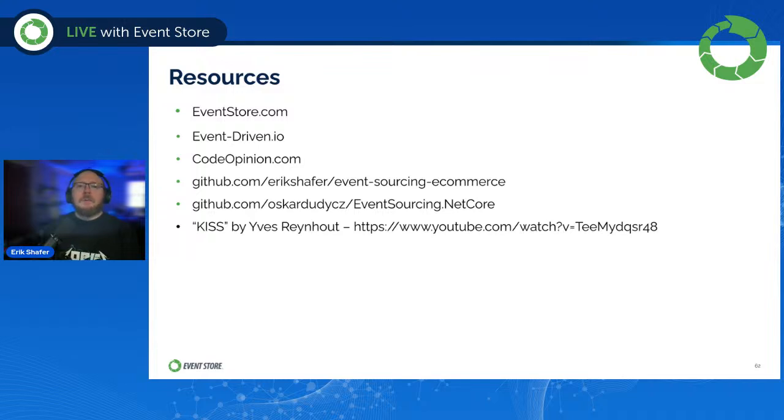Here are some resources. A lot of it is from eventstore.com. There's some other blogs and articles and GitHub repos. I recently publicized an e-commerce repo that I'm going to be working from a lot more, that some of the code you saw is deriving from. There's also the Event Sourcing Net Core, and then there's a talk from Eve about keeping it simple as well. So all sorts of resources.